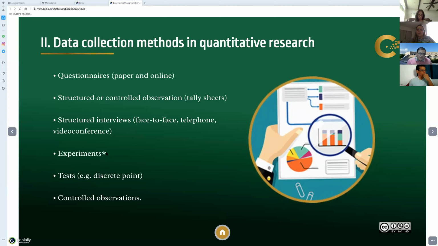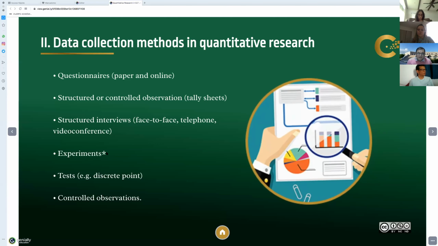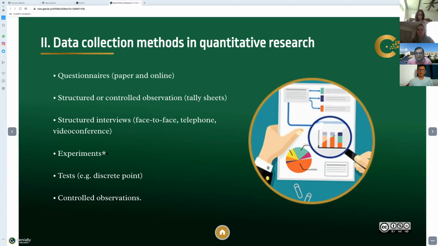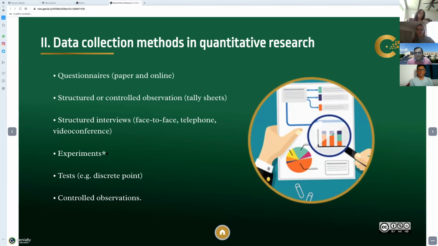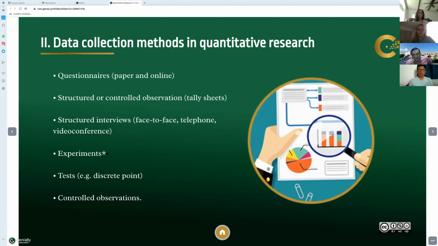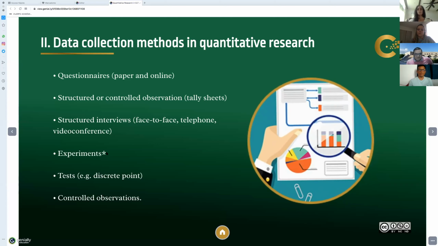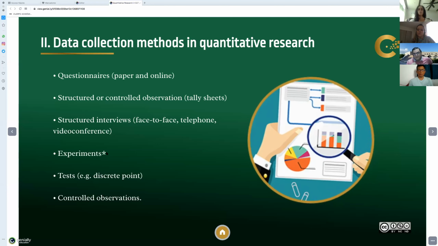We can also use tests, but let's say more discrete point tests. For example, in applied linguistics, we normally use tests, for example, error correction tests, or if you want to figure out whether learners have already mastered the third person singular. So we design a test focusing on third person singular, all the plurals, etc.